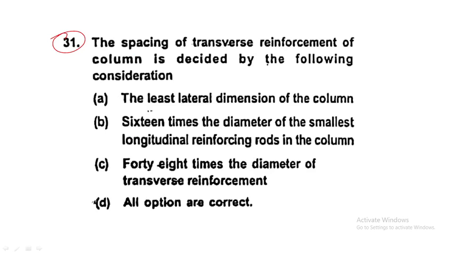Next question. The spacing of transverse reinforcement of the column is decided by the following consideration. How will we consider? Least lateral dimension of the column, correct. 16 times the diameter of the smallest longitudinal reinforcing bars in the column, this one also correct. 48 times the diameter of the transverse reinforcement, this one also correct. So all options are correct for the given question.